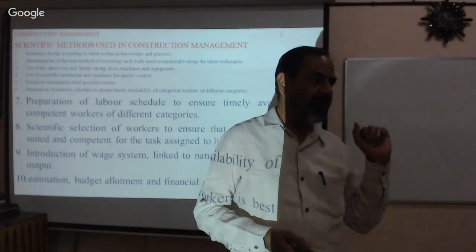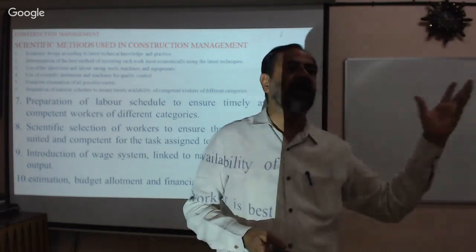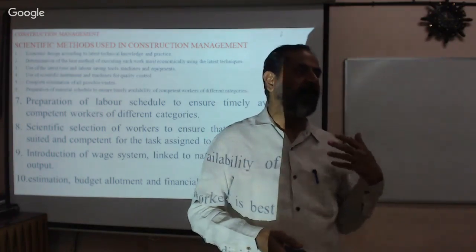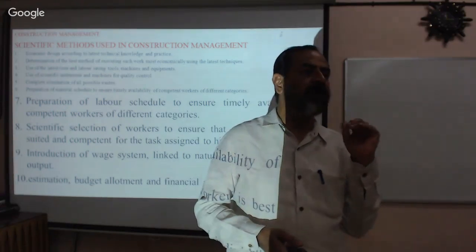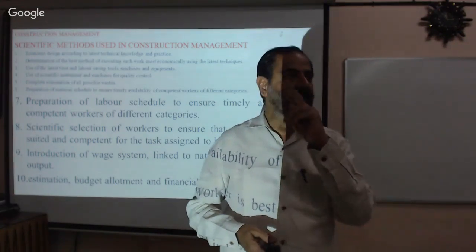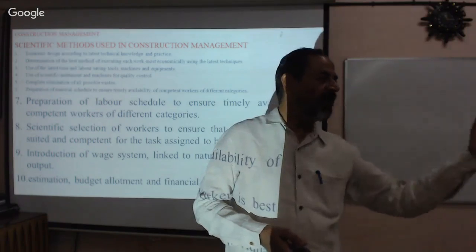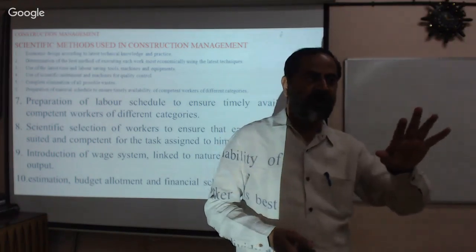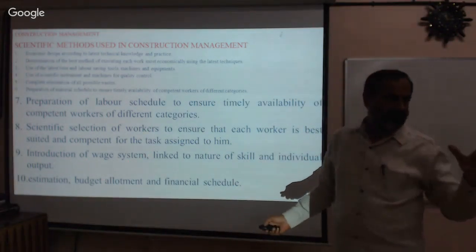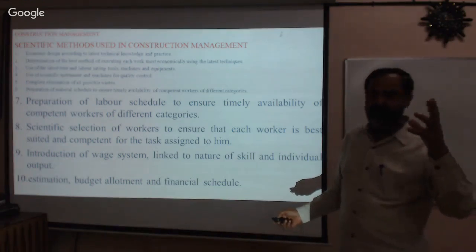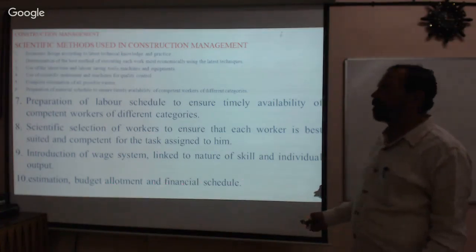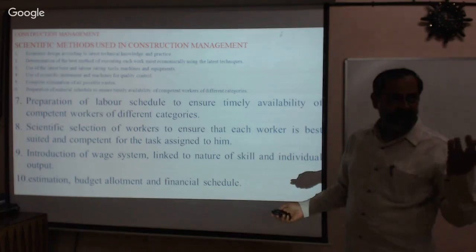There are a number of masons working around in our building. One mason is doing 20 square meter, another mason is doing 10 square meter. Then fix the right wage. The person who is doing 20 square meter of plastering and the one doing 10 square meter, both are the same, do you think? Then you have to fix the right wage, isn't it? You have to introduce the wage based on the work, based on their output. And the estimation, budget development and financial schedule, these are the aspects prepared well before.